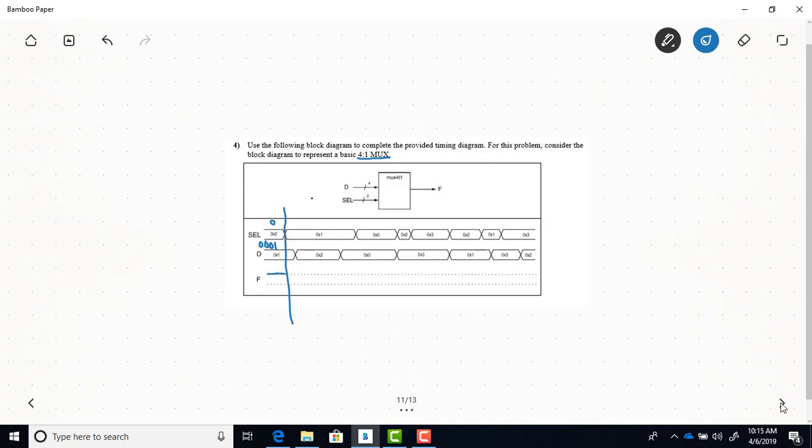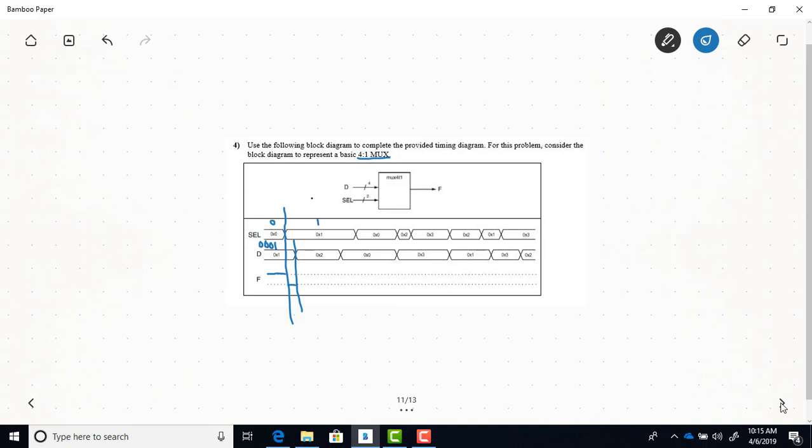Now the next thing that changes here is our select line becomes a 1. So now the first bit is going to get selected, and our data is still 1 at this time. So right during this time, now the output's going to go to a 0, right, because it's selecting this bit here.